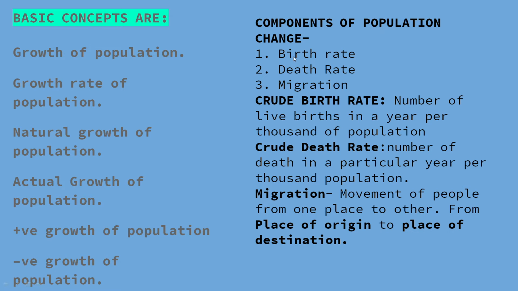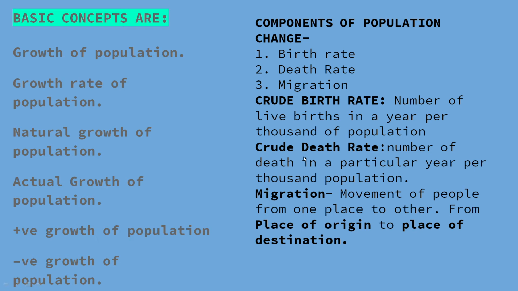What is birth rate? Number of live births in a year per thousand of population. Live is an important word to be written. If a baby is born and dies immediately after the birth, it will not be included in birth rate of a country. So number of live births, and if it survives for 1 year, then only it is calculated in population.